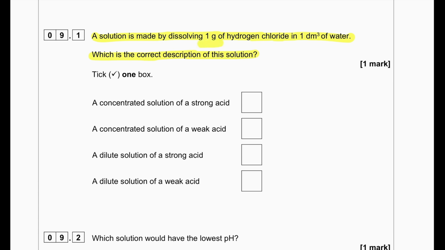Since we are only dissolving 1 gram of hydrochloric acid in 1 dm cube of water, this will be a dilute solution. However, hydrochloric acid by itself is a strong acid by nature. So is this a concentrated solution? No, this is not a concentrated solution. This is a dilute solution of a strong acid.